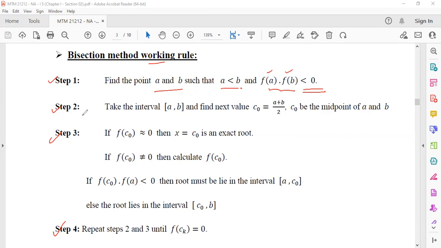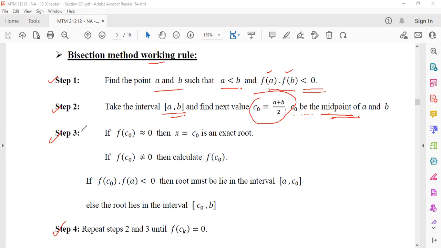Step number 2 says, take the interval a comma b again and find the next value, the midpoint value. That can be a plus b divided by 2. Then c naught is the midpoint of a and b. That is our step number 2.